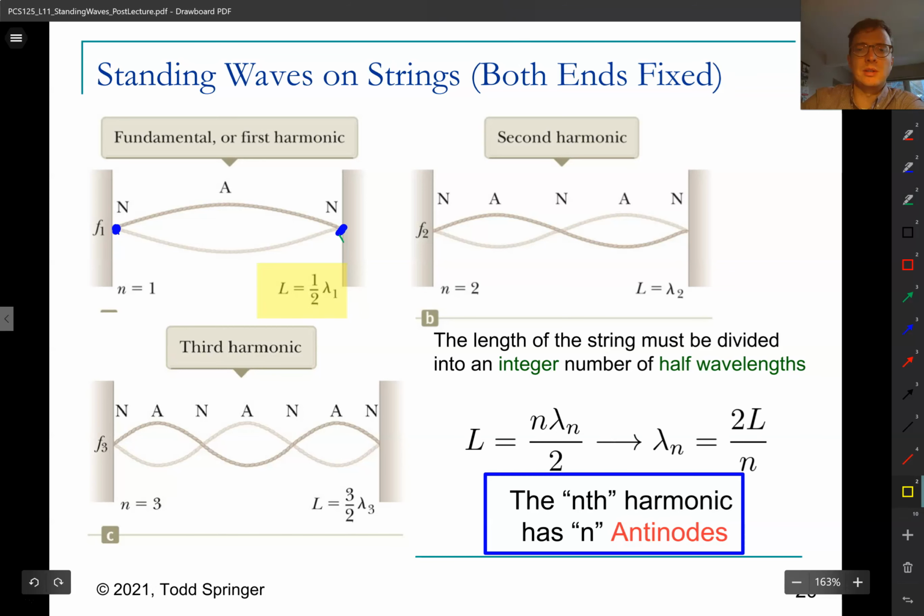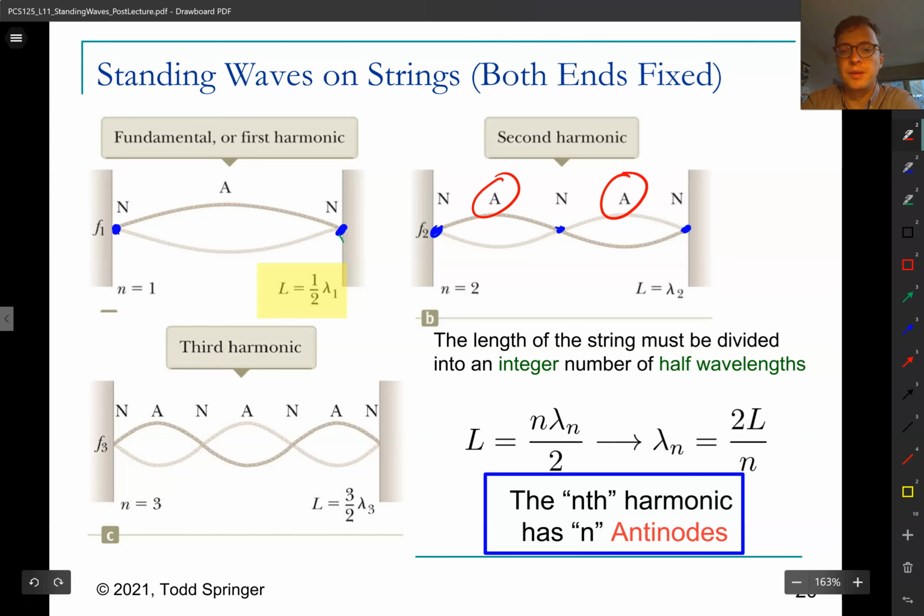If I jostle the string a little bit faster, I could set up a standing wave like the one shown at the right here. Again, the ends are nodes. So this is a node, this is a node, but now maybe there's a node halfway between. And then I've got two antinodes. So that's n equals 2.